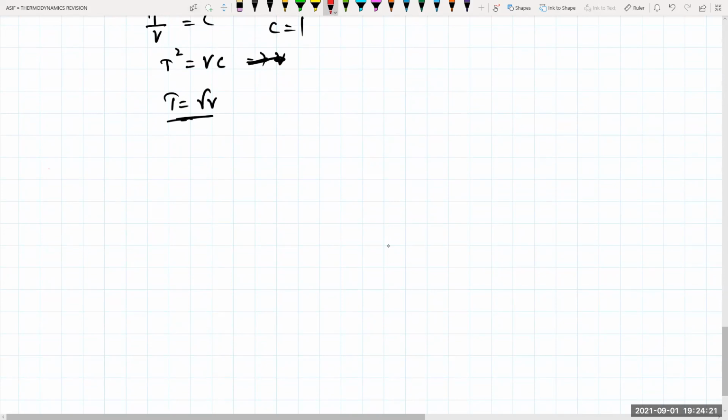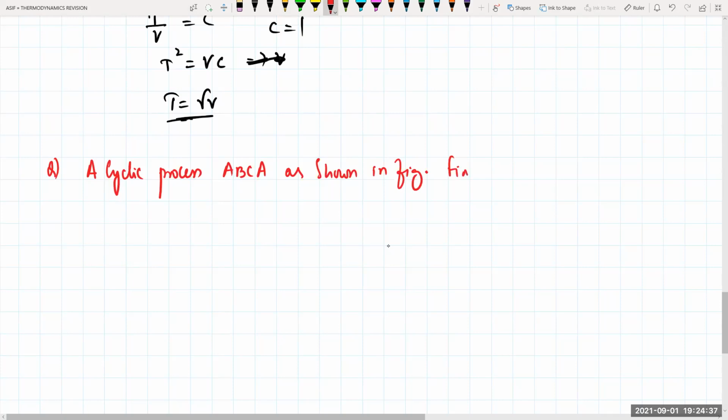One more question. Say for example, I have got a cyclic process. A cyclic process A, B, C, A as shown in the figure. Find the efficiency. Find efficiency is equal to how much? So the diagram is something like this.